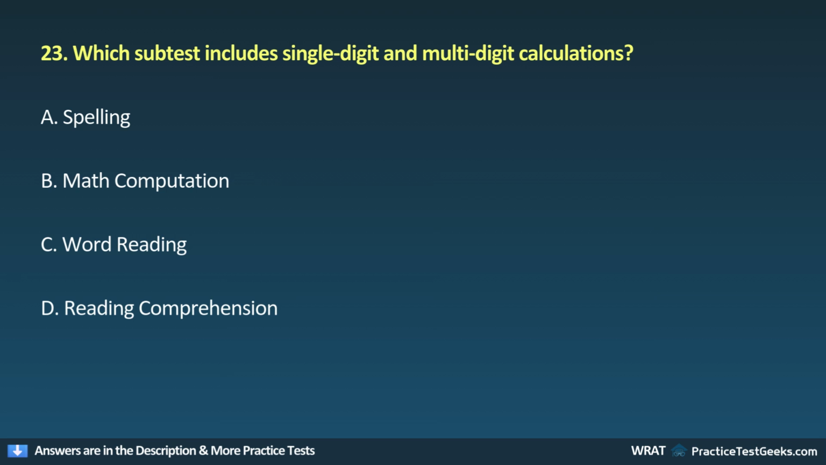23. Which subtest includes single-digit and multi-digit calculations? A. Spelling. B. Math computation. C. Word reading. D. Reading comprehension.